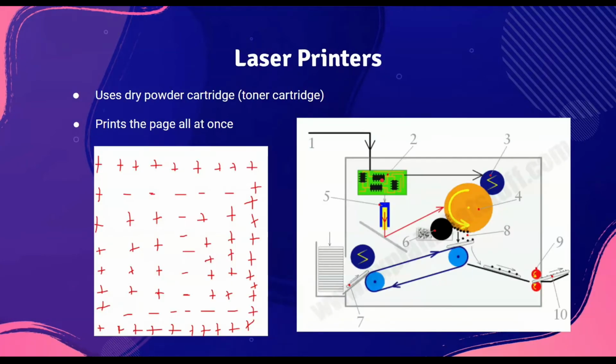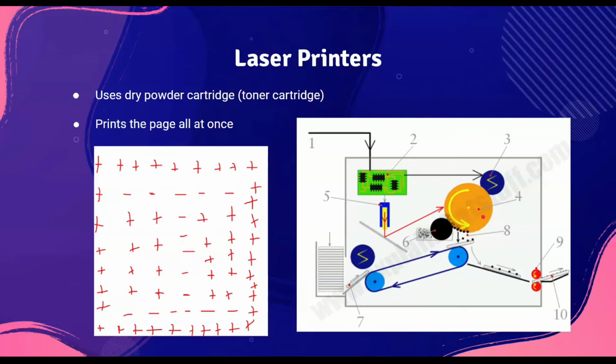The laser printer does the same job as the inkjet printer, but the way it prints is different. A laser printer uses a toner or powder cartridge instead of ink. It would be easy for you to understand if you go by the picture. When we order the printer to print, the processor reads what needs to be printed. Then there is a drum which is spinning.